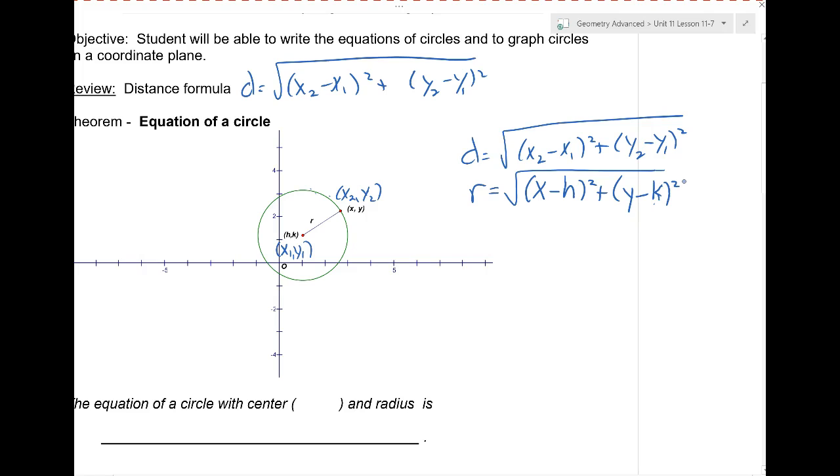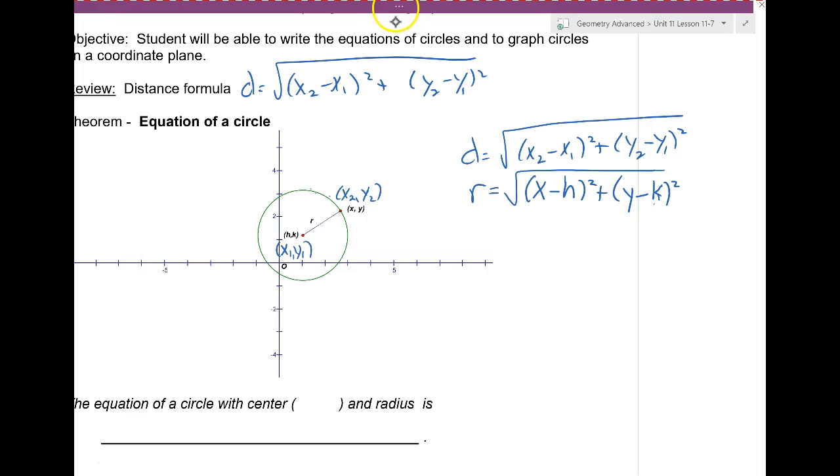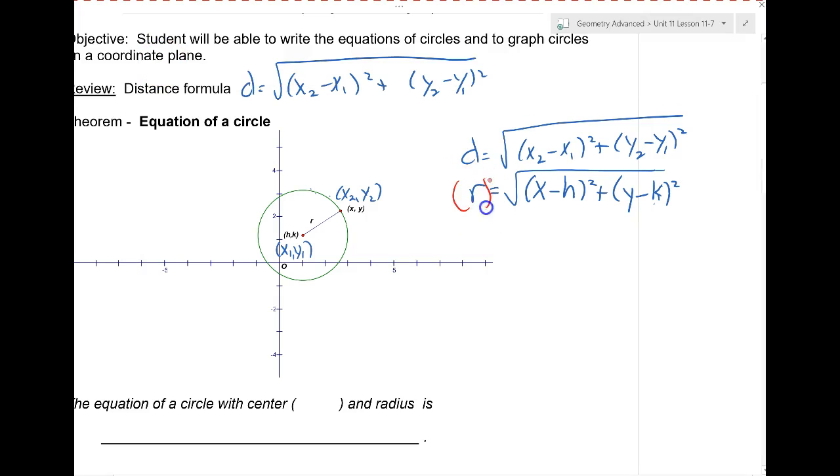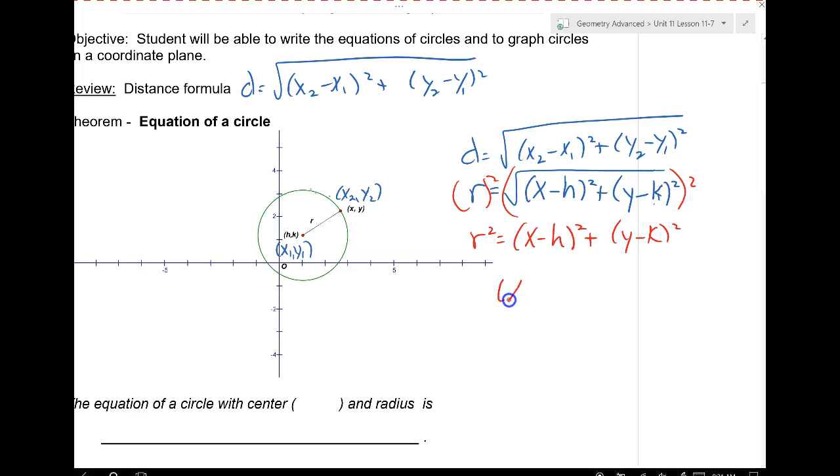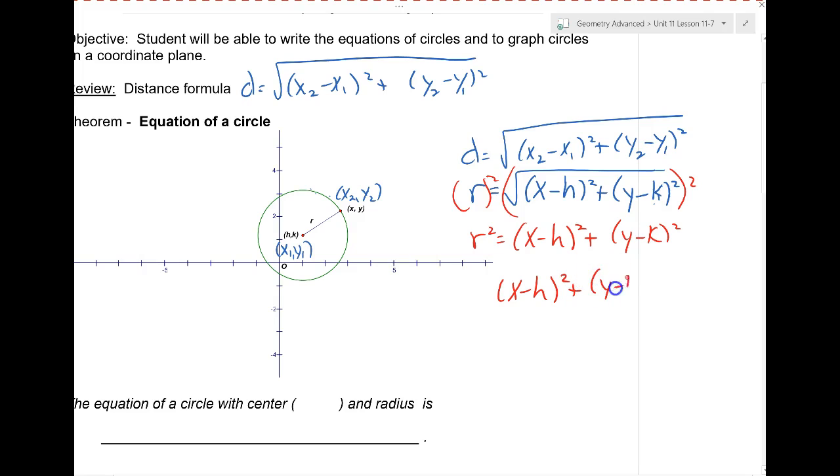All right, we're almost there. How often do you want to have a formula with the square root sign in it? You guys want one? No. So what can I do to both sides? Square. All right, so let's square both sides. So now I get radius squared equals the quantity x minus h squared plus the quantity y minus k squared. Now, look what we got here. Here's the only thing we would do different. Do you guys remember the symmetric property, which says I can switch sides of an equation? Guess what I'm going to apply? Symmetric property. After I do that, this is the equation of a circle.